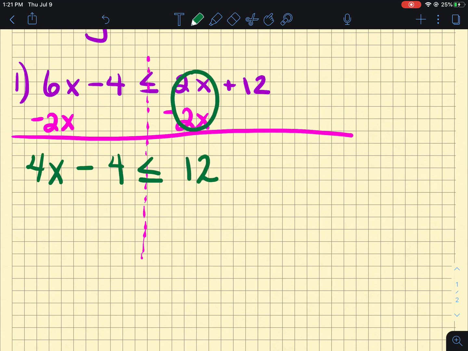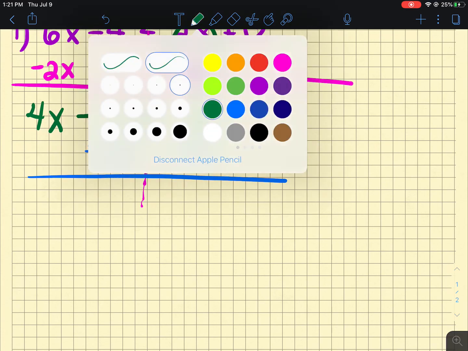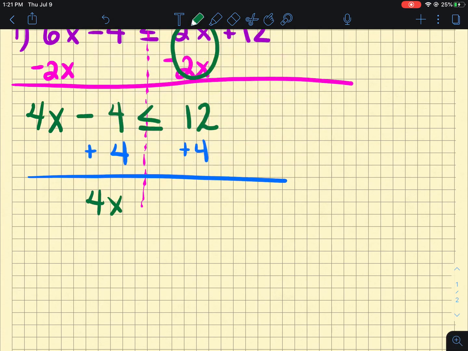I'm still not done with step 3 of solving multi-step equations or inequalities. And that step is to get rid of all your adding and subtracting. In this case, I don't want to move the 12 because then it would put too many things crowding that x. I want to move the minus 4 because that's what's crowding my x. So I'm going to add 4 to both sides. And that means I'm left with 4x. Again, I remember it's less than or equal to and not an equal sign because I did the dotted line. And 12 plus 4 is 16.